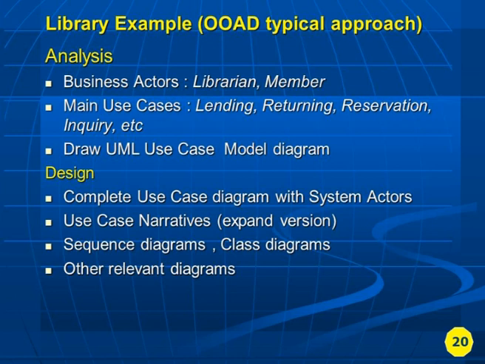In your design stage, you complete the use case diagram with system actors, where you look at who are the actors who are going to interact with the system. It depends on the library system. In some library systems members are given access to reservation and inquiry, so the member also can be a system actor. Then you describe the narratives in detail, the expanded version, with the logic involved in the use case, and then you draw the sequence diagram, class diagram, and other relevant diagrams. So that's one typical approach to object-oriented analysis and design.